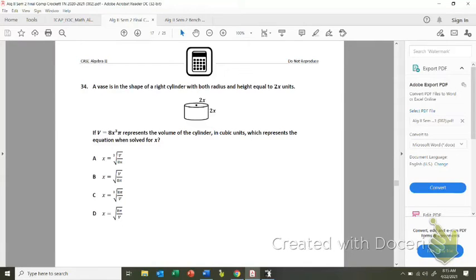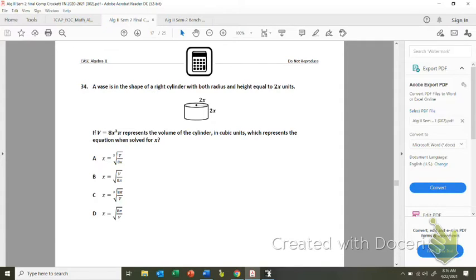All right, so some of these problems have unnecessary information, and this is one of them, okay? It says a vase is in the shape of a right cylinder with both radius and height equal to 2x units. If V equals 8x cubed times pi represents the volume of the cylinder in cubic units, which represents the equation when solved for x.